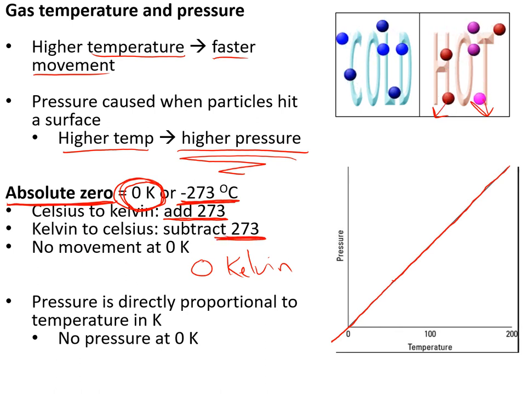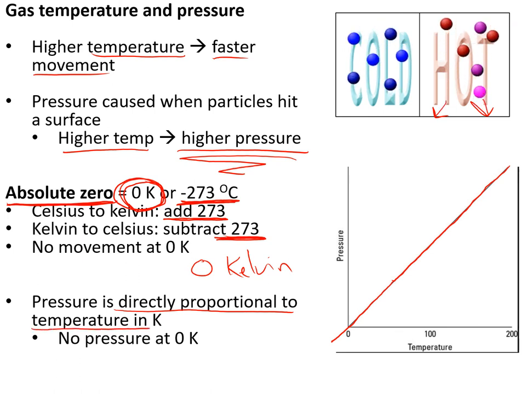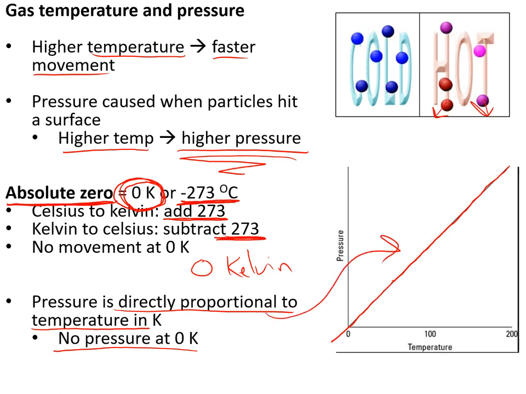Okay. Now, the most important thing and why we need to think about Kelvin is because pressure is directly proportional to the temperature in Kelvin. Which means, as we said, there's no pressure at zero Kelvin. And every time you double the temperature in Kelvin, you double the pressure. Direct proportion means that the graph has a straight line and it goes through the origin, through 0, 0.